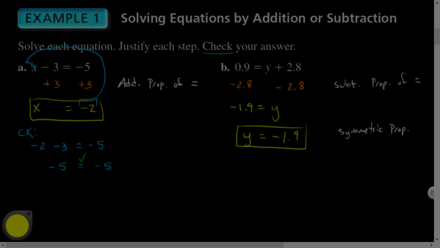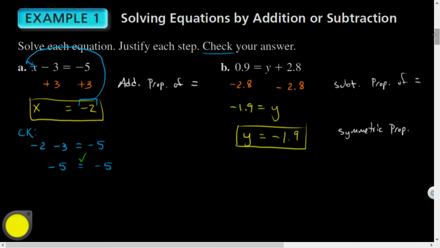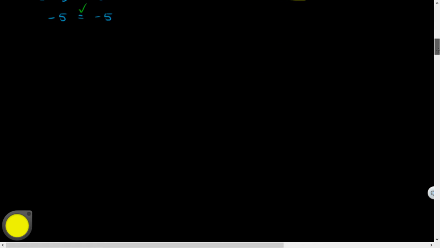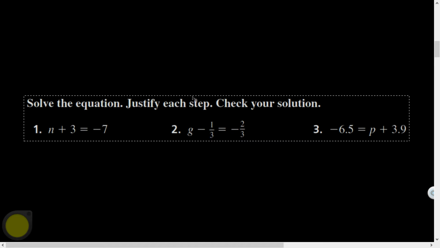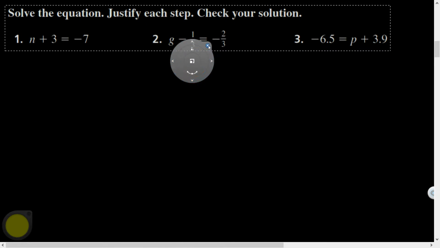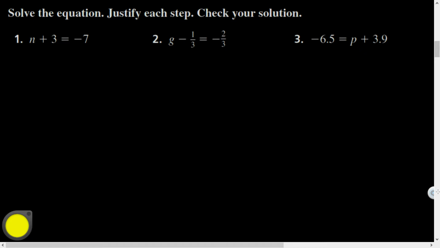Let's look at these problems 1, 2, and 3. These are what are called the monitoring progress questions in our book, but you guys have them already written in your packet. All right, so here's 3 more equations. I'm going to solve using inverse operations. All right, I'll do this one here.